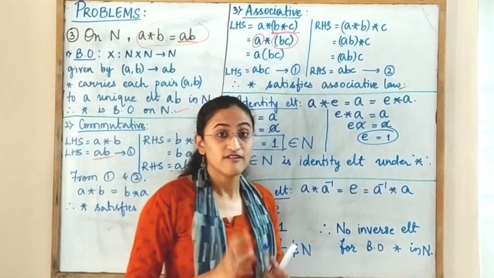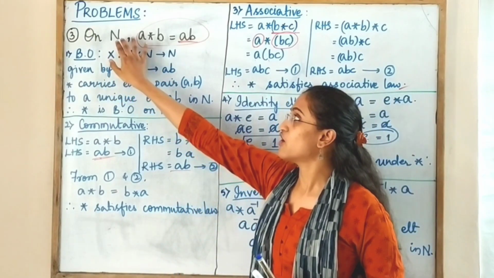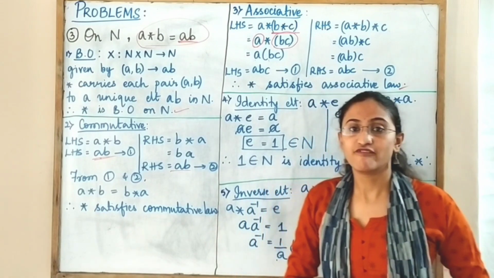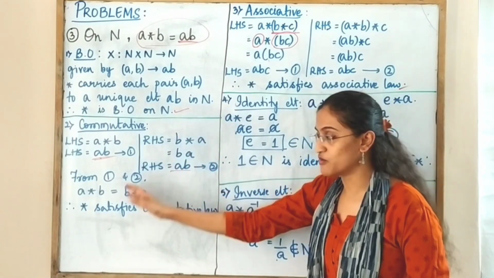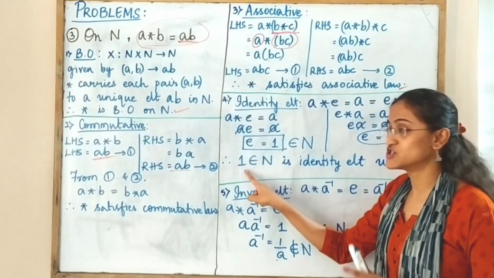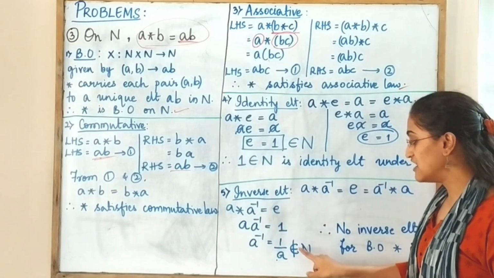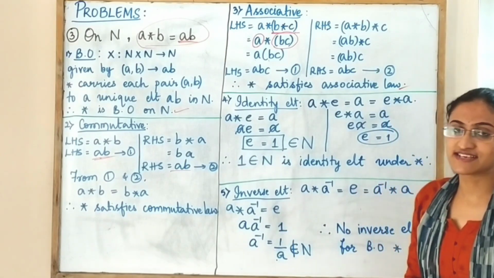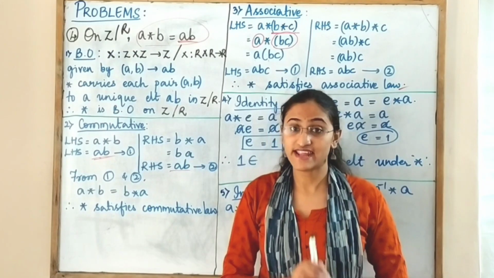And hence for the multiplication, that is the product of any two numbers, we can verify that it is a binary operation. It satisfies the commutative and associative laws, and also the identity element 1 exists in the natural numbers, but the inverse element does not exist in the set of all natural numbers. Check out the next problem.